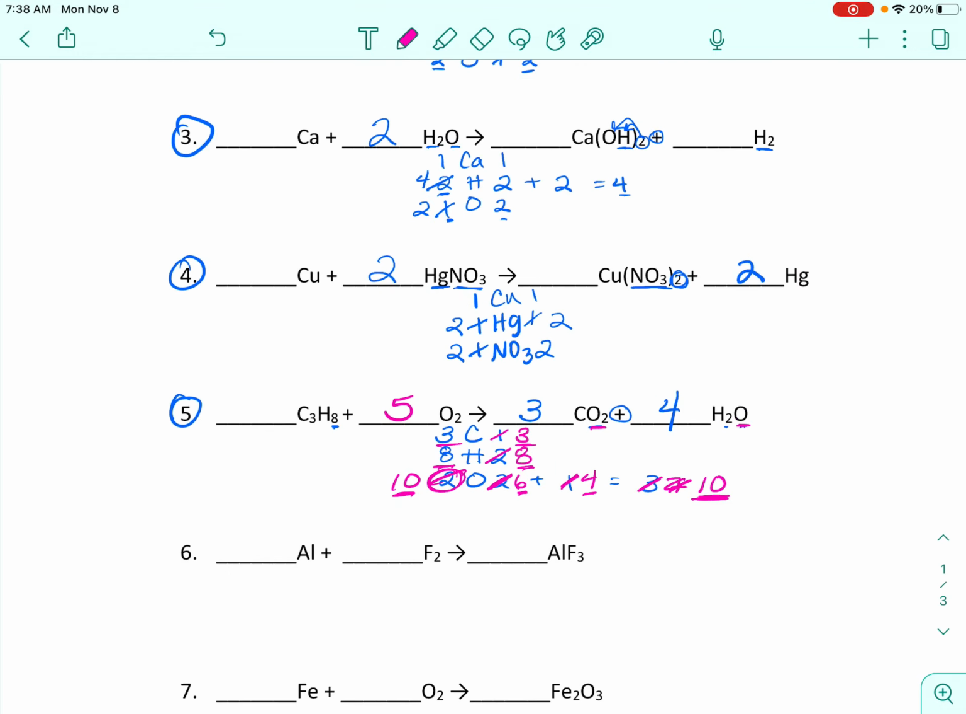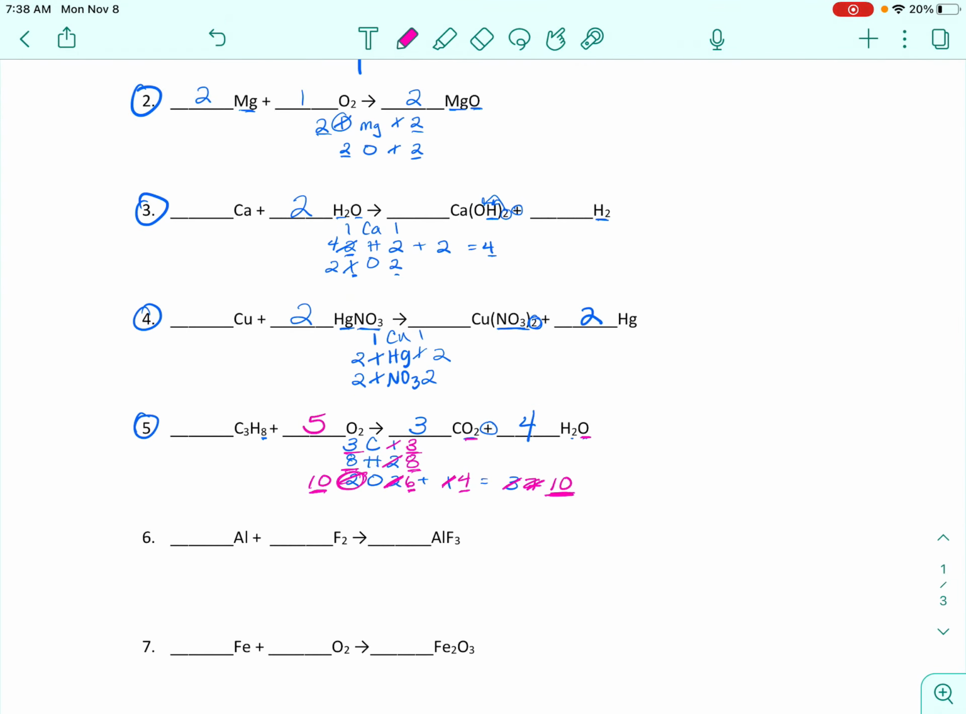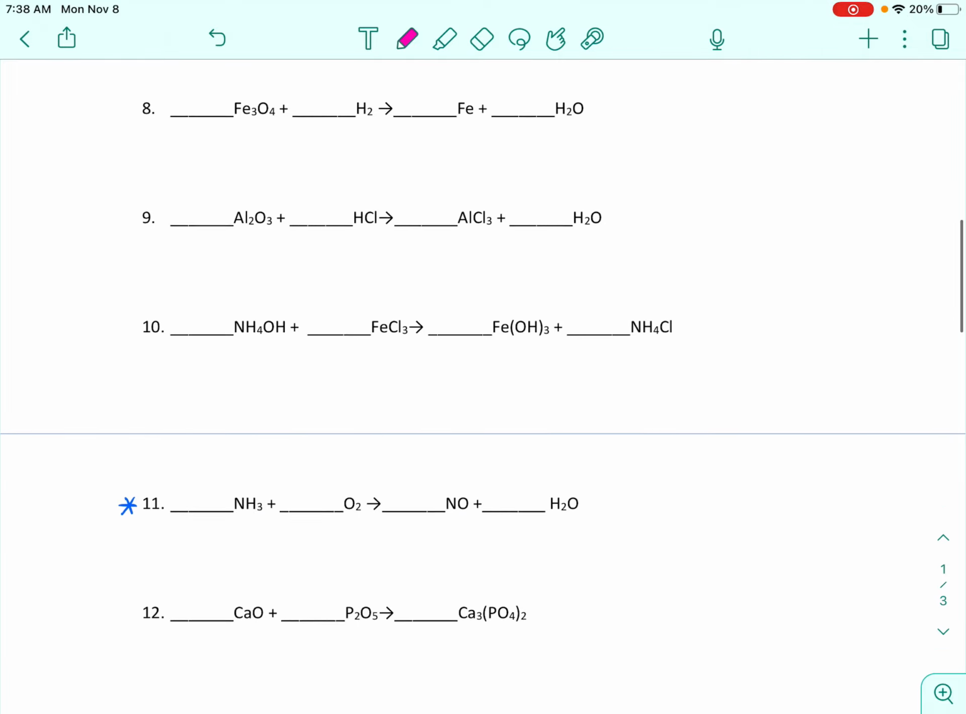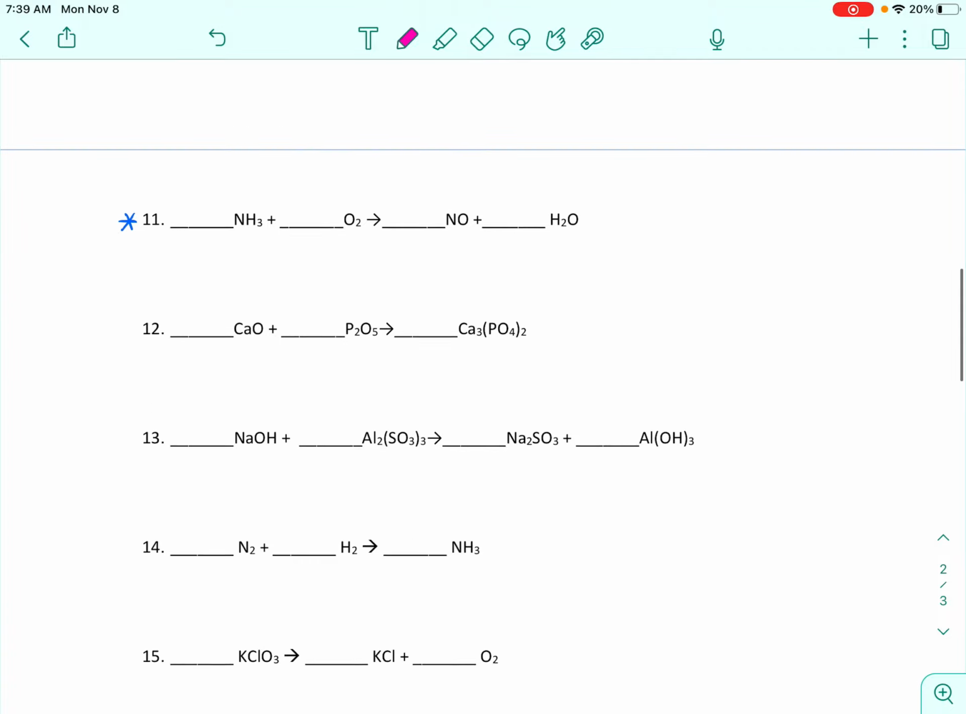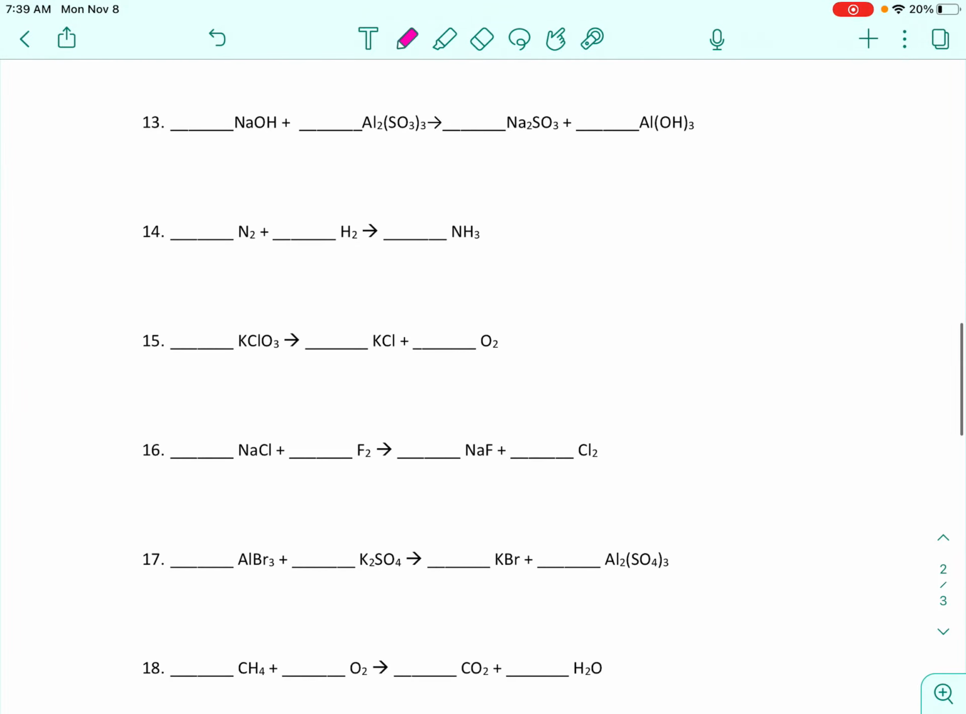Okay, so good luck with the rest of this worksheet. We can go over it tomorrow. Hopefully I'm back. And just be careful on number 11. 11 is a bit of a challenge. Remember those tips and tricks I told you about.